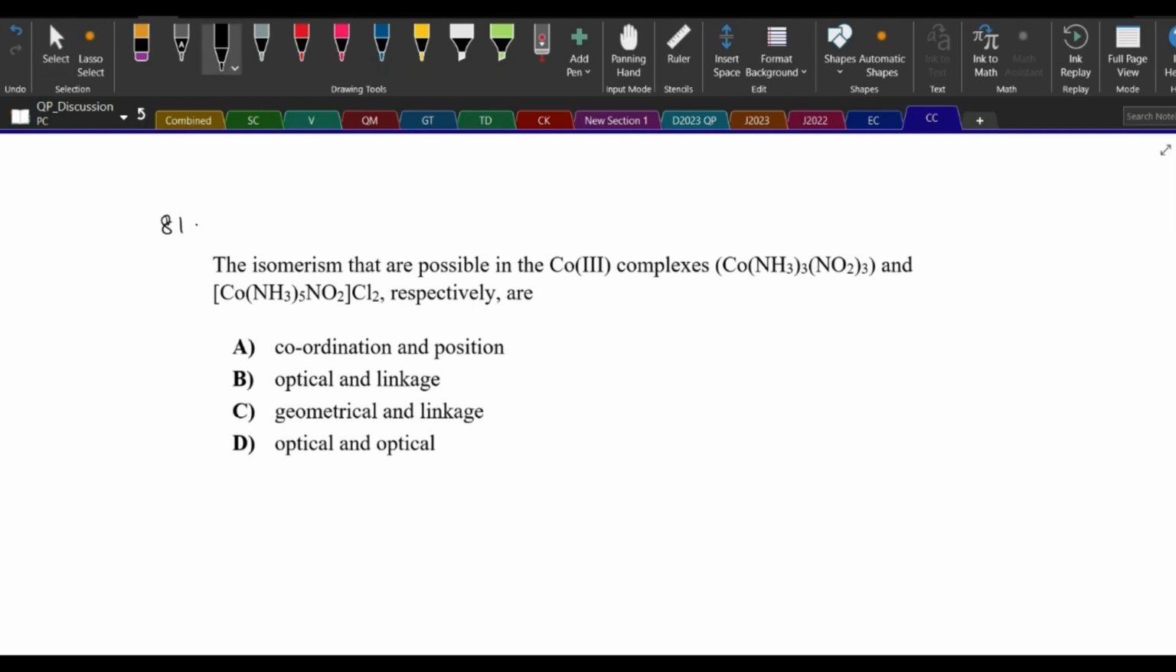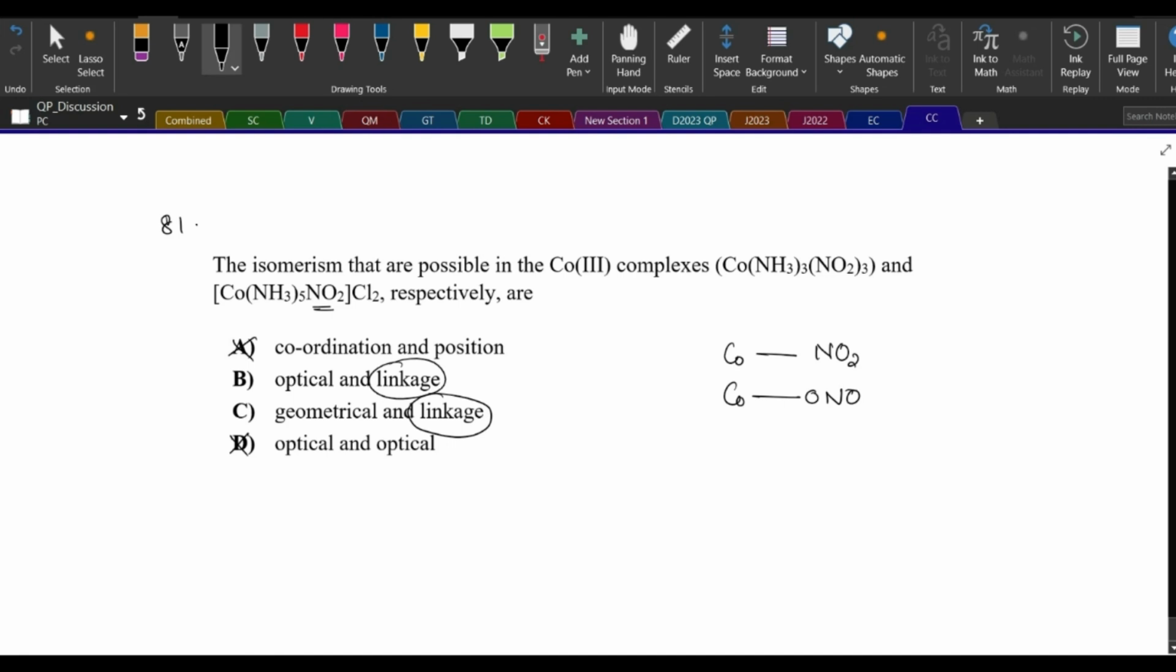Whenever you see NO2, understand that this particular ligand is capable of showing linkage isomerism. NO2 can link this way, and it can link that way. So definitely there is linkage. And what is the other one? So for the second one you have NO2. NO2 has linkage isomerism. It is not option A, not D.